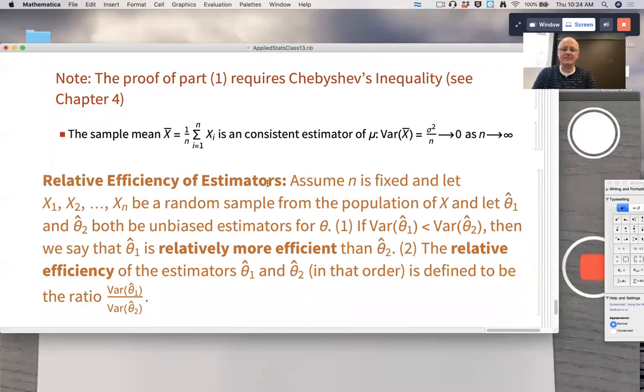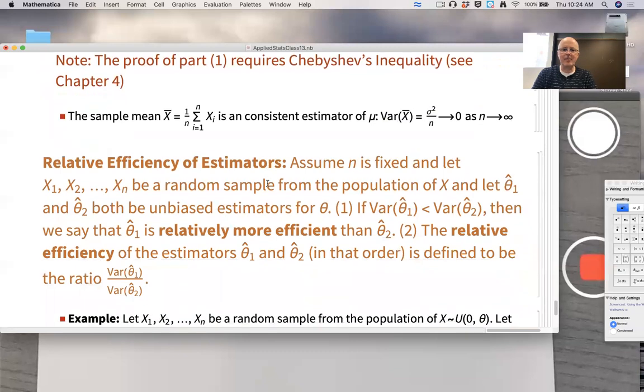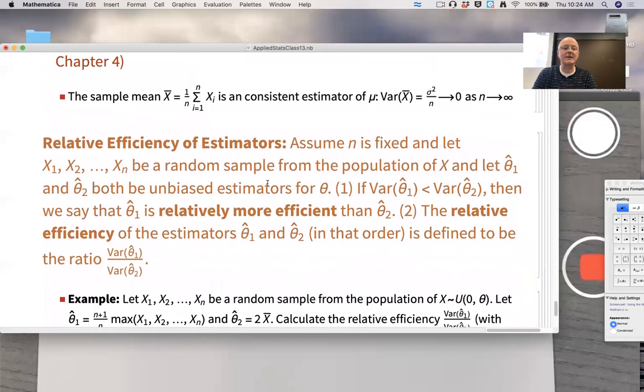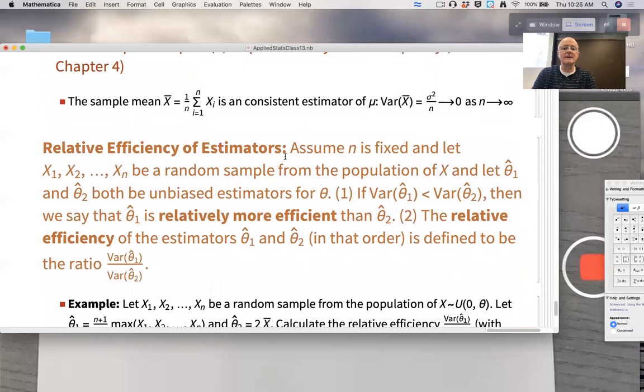Relative efficiency of estimators. And we are going to try to start an example by hand here after I talk about this. Once again, assume n is fixed. I've got a random sample from a population. Let theta 1 hat and theta 2 hat both be unbiased estimators for theta.